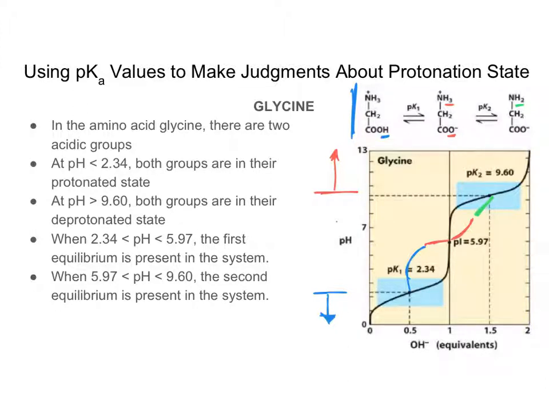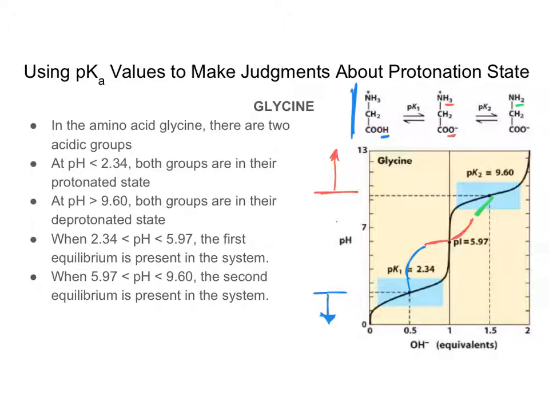Okay? So looking at my curve, I can see where the initial deprotonation is taking place, somewhere in the pH range of 2 to 3-ish. And the deprotonation of the second hydrogen is taking place in the pH range somewhere between 8 and 9.5 or 10. Does that make sense?